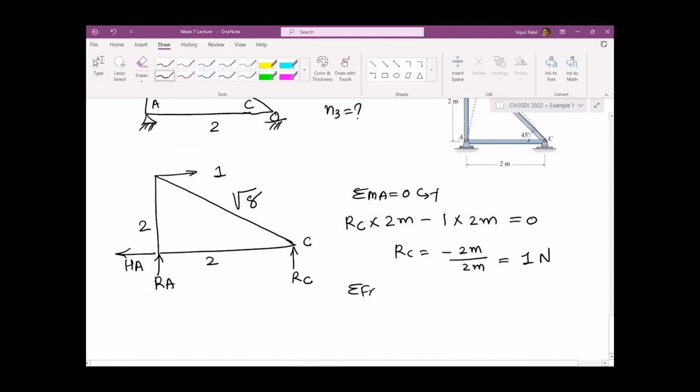Sum of the force in the x direction, left to right is positive. 1 minus HA equal to 0. So HA equal to 1 newton.